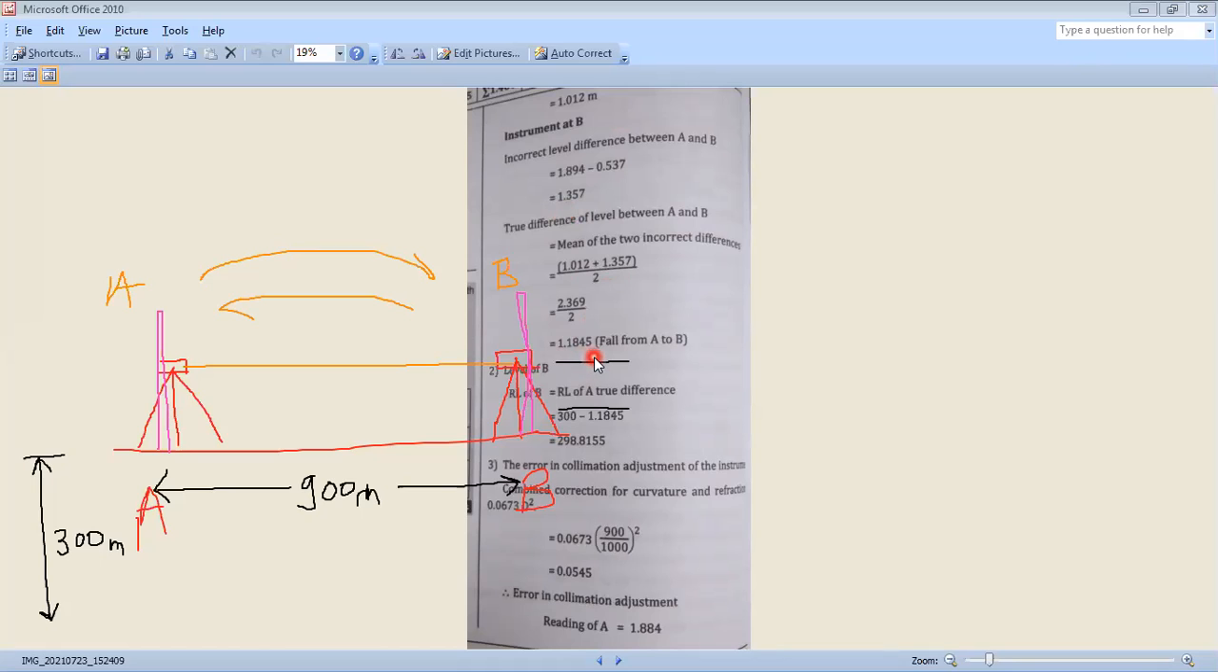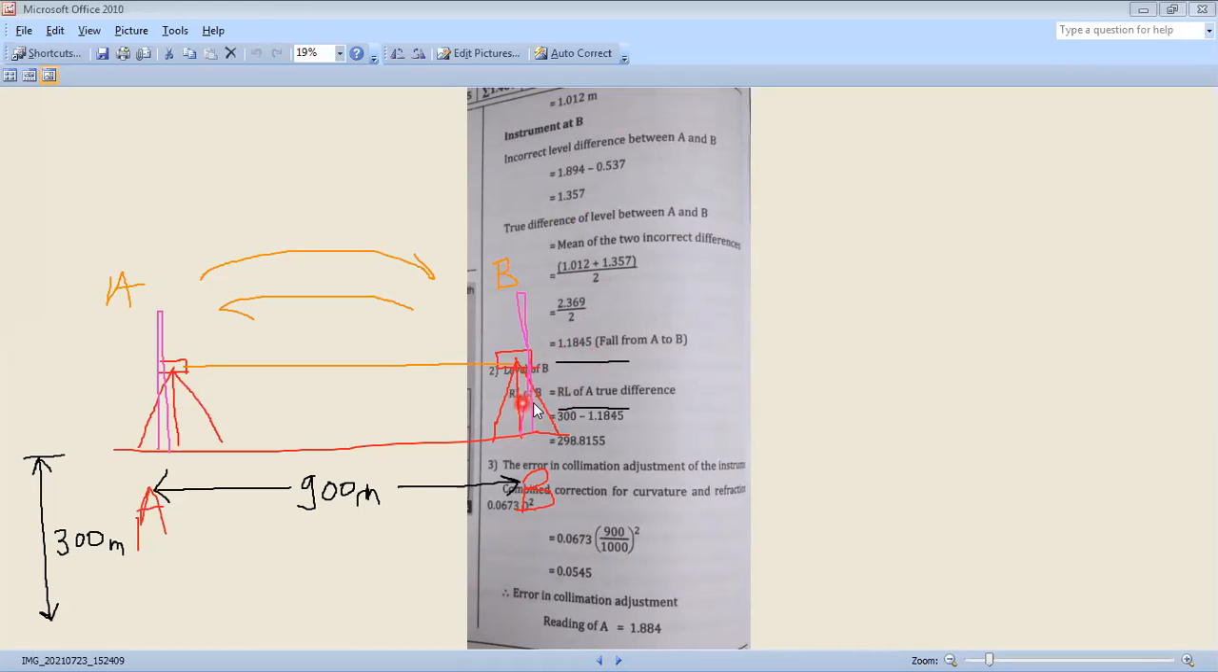And that value will be the fall from point A to point B, which means there is a decrease in the elevation level. You are moving from point A to point B. This 1.1845 will be the fall from point A to B.